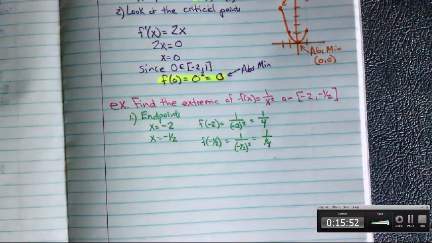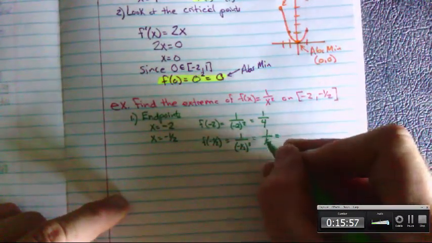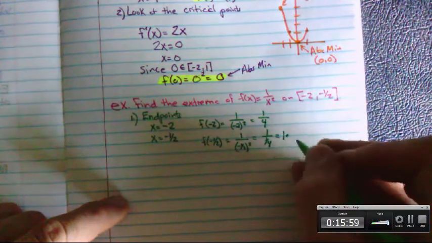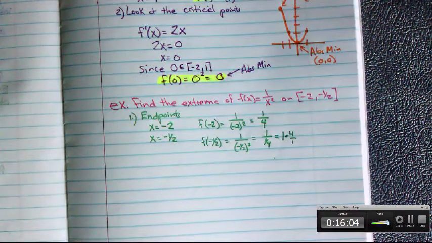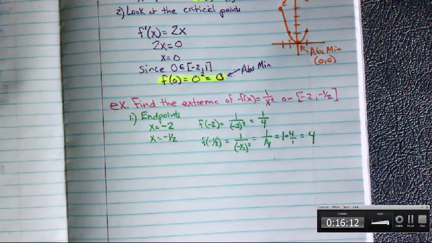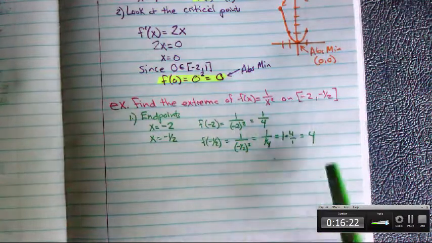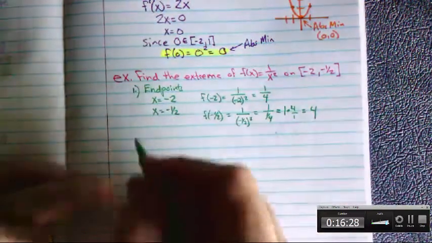Can't have a fraction over a fraction, so instead we're going to write it as 1 times 4/1. When you divide by a fraction, you multiply by the reciprocal. And what's 1 times 4/1? Just 4. Okay, so looking at the endpoints, we definitely know that f of -1/2 is larger than f of -2, but there's no way to know if 1/4 is the absolute smallest or if 4 is the absolute largest, because there may be critical points somewhere between these two where that happens also.